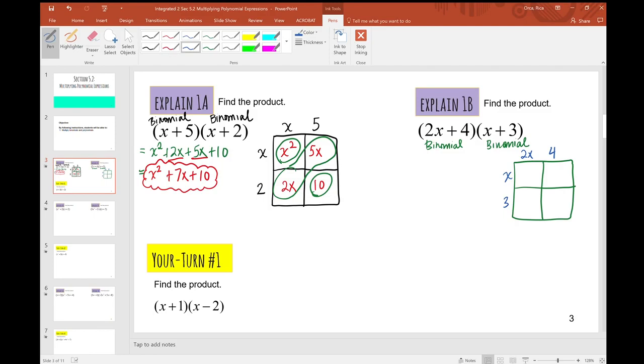Now let's fill in the box. X times 2x is 2x squared. X times 4 is 4x. 3 times 2x is 6x. And 3 times 4 is 12. Let's combine like terms. 2x plus 4 times x plus 3 is equivalent to 2x squared plus 6x plus 4x plus 12. Okay, let's keep going. So we have 2x squared, 6x plus 4x is 10x, and plus 12. That's our final answer.